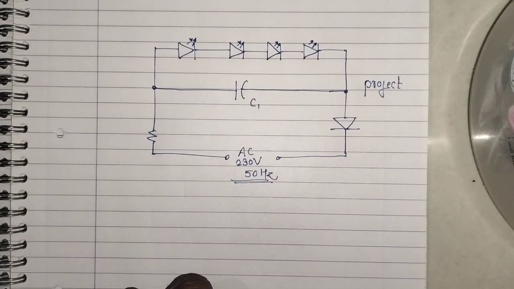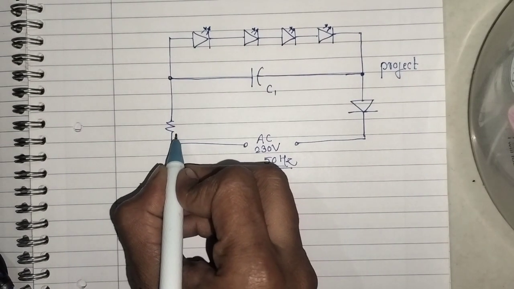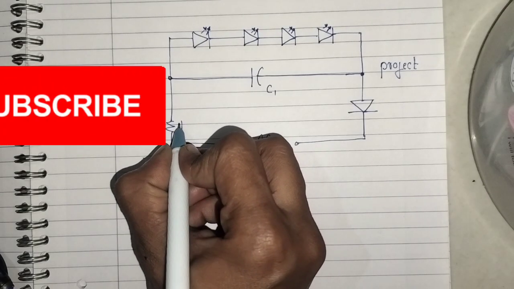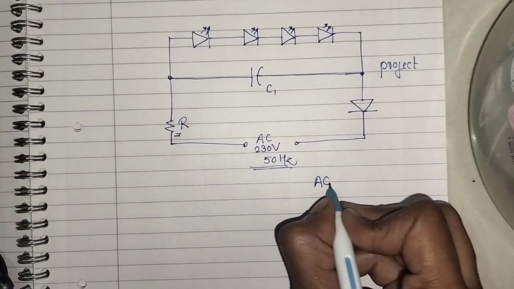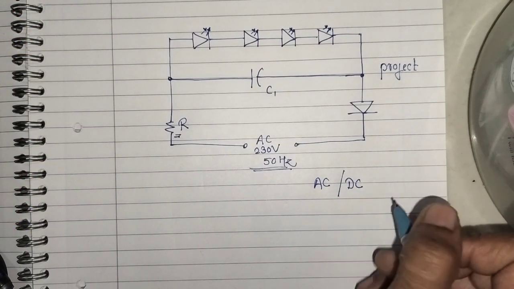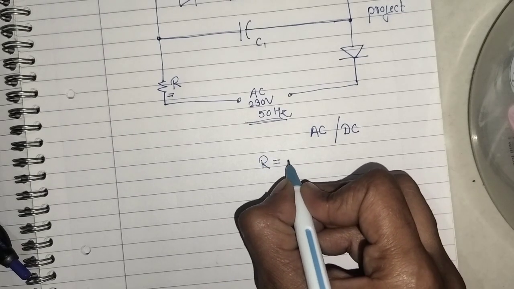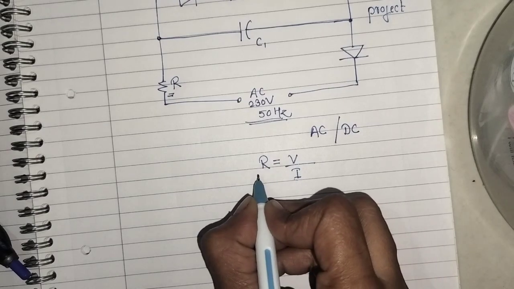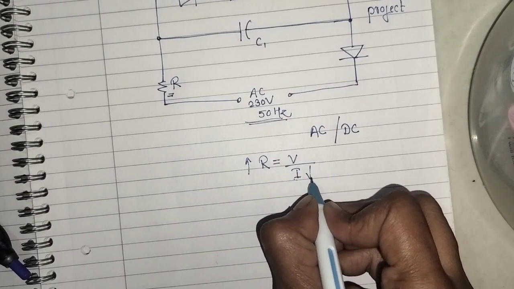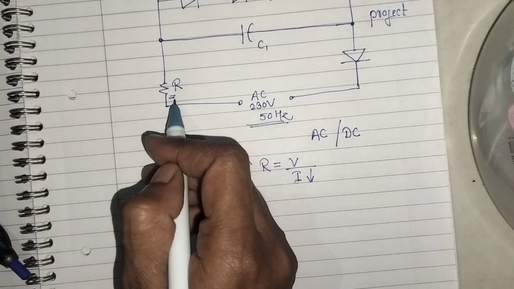Okay, so don't worry. We have one component that is very good in electronics, and that component is the resistor. A resistor is a component which you can easily connect to AC or DC. What's the purpose of a resistor? Its purpose is V upon I. It will limit the current. As the value of resistor increases, the value of current decreases. So that's the only purpose of this resistor.